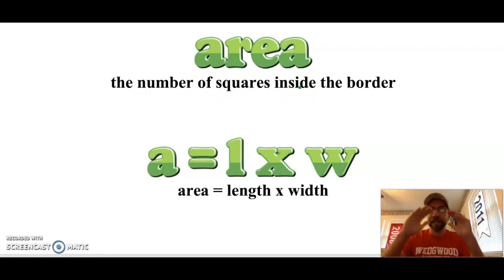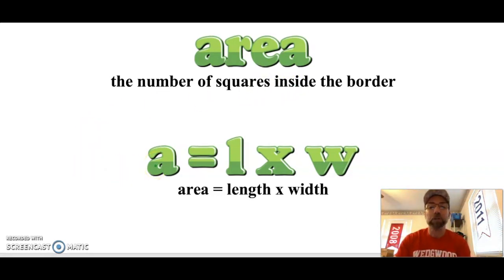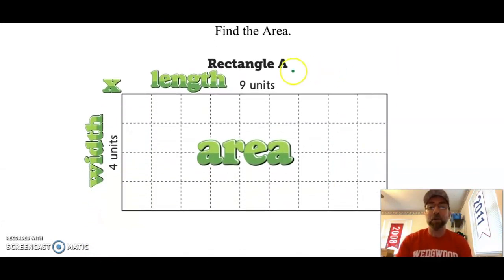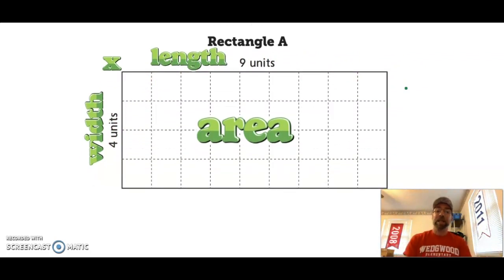How many squares can we fit? You may remember from fourth grade that we learned a special equation, a special number model. Area equals length times width, rows times the columns. So let's try to find the area of rectangle A. It says to find the area. Rectangle A. Our width is 4 units. Our length is 9 units. Now, we can do a couple of things with this. I can count every single square.